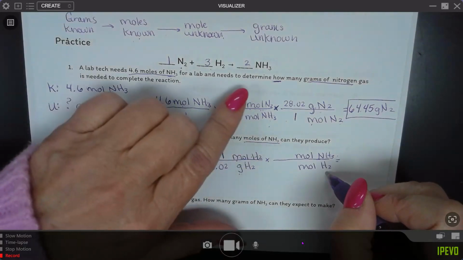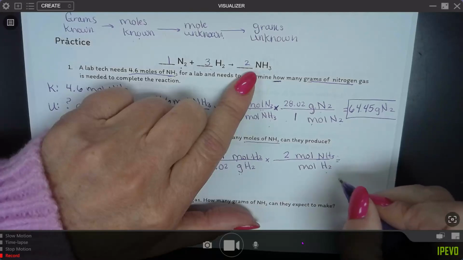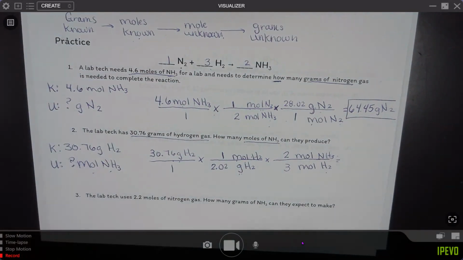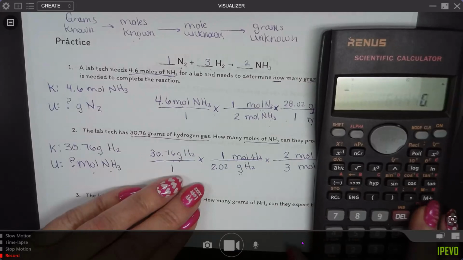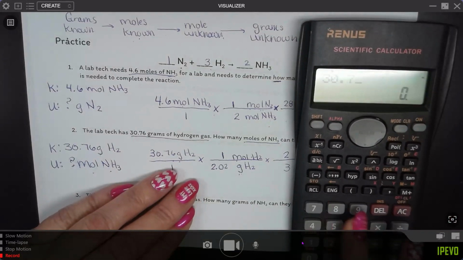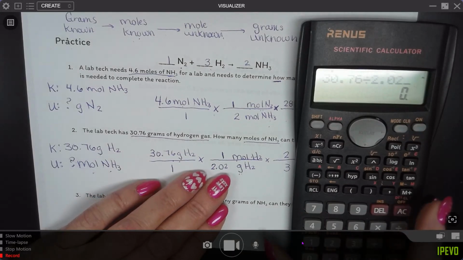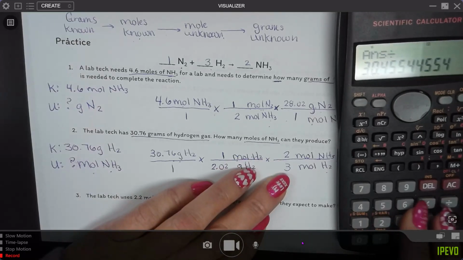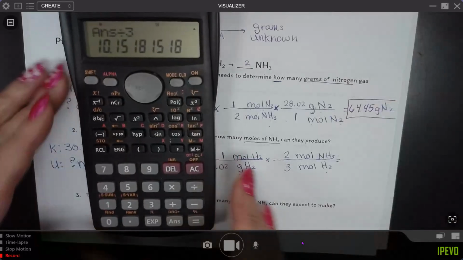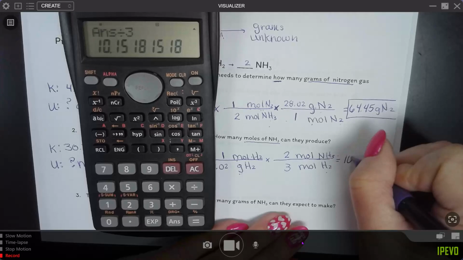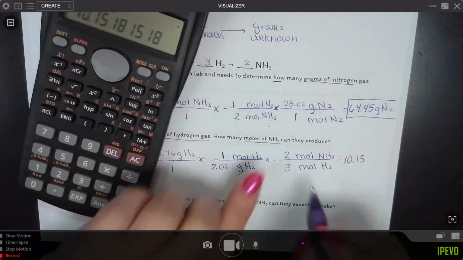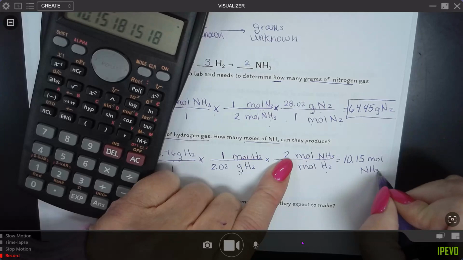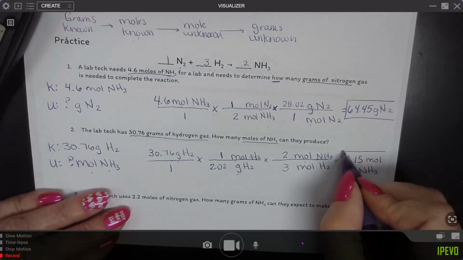So I look at my balanced chemical equation. So 2 moles of NH3 to 3 moles of H2, all right? So now I've got numbers everywhere. Let's do a little calculating. 30.76 divided by 2.02. Then I'm going to do times 2 divided by 3. All right. And if I do that, I get an answer of 10.15 moles of NH3. Okay. So that is the answer there.